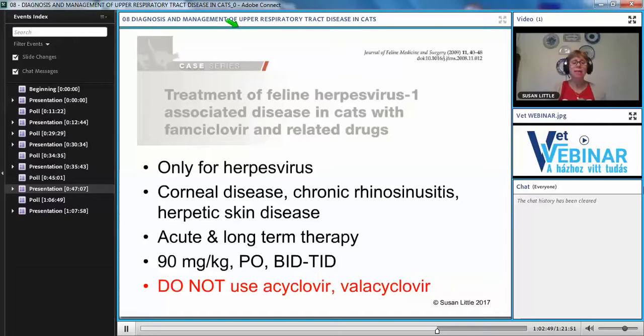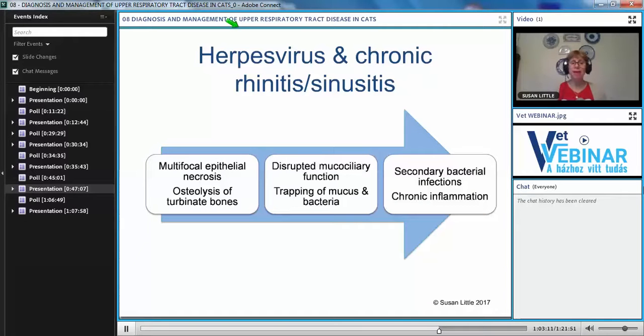We can't use any of the other antivirals that are used for herpes virus in people. So we can't use acyclovir, we can't use valacyclovir. Those are toxic in cats. The only one that's safe, and we know it's safe for long-term use in the cat, is famciclovir. So that's the one that's worth looking at. So we might use it long-term in these cats that get chronic rhinitis and sinusitis.